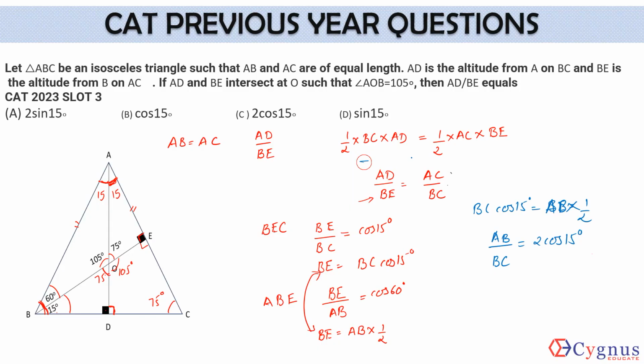I want AD by BE. And I also know that AD by BE was equal to AC by BC. But I got AB by BC instead of AC. It's an isosceles triangle. So we know that AB can be replaced by what? AC. So effectively, it's a value of AC by BC here. What is AC by BC? It's 2 cos 15. So the correct answer has to be the third option.